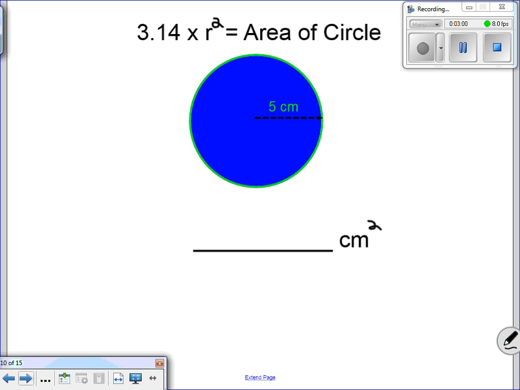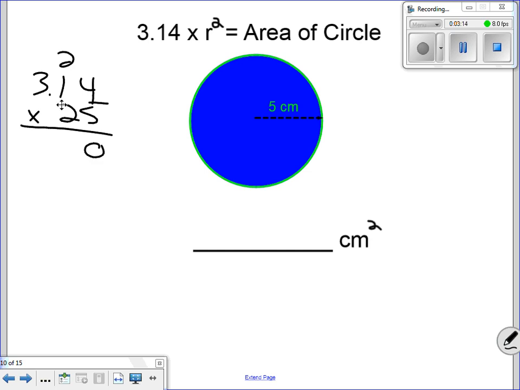Now we might have to find the surface area of a cylinder. So we're going to have to find the area of the base. Quick refresher here. 5 times 5 is 25 times 3.14. Multiply this up. 4 times 5 is 20. 5 times 1 is 5 plus 2 is 7. 5 times 3 is 15. Place value holder. Cross off this 5.